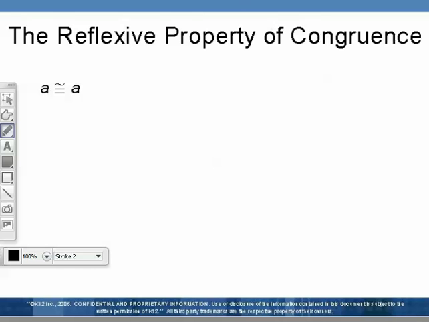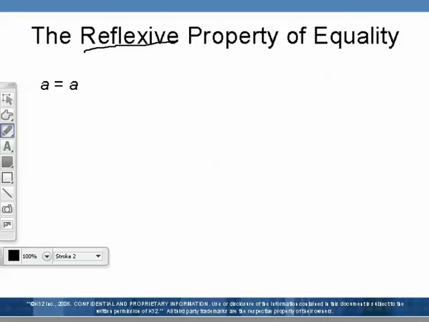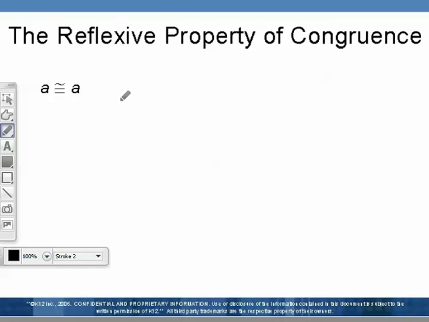What's the difference in equality and congruence? Equality has an equal sign. See the equal sign right here? Equal sign. Congruence has a congruent symbol right here. Just thinking for a second. What's the difference between them? Numbers are equal. Objects are congruent.